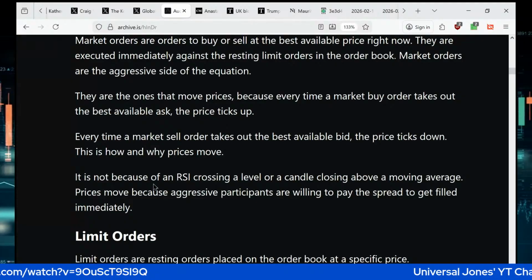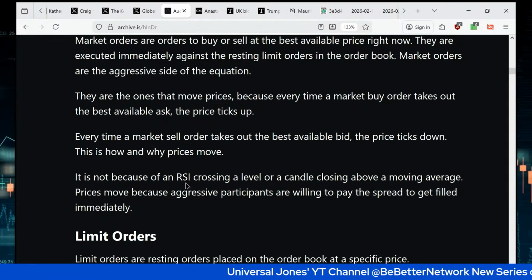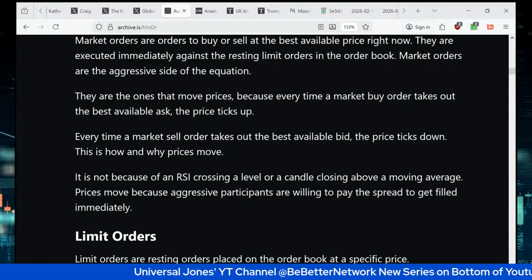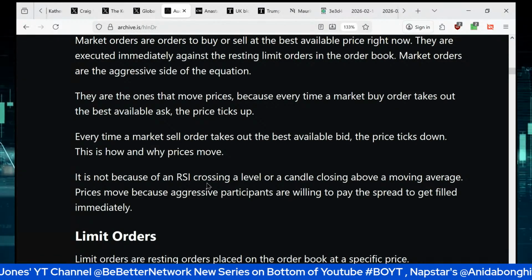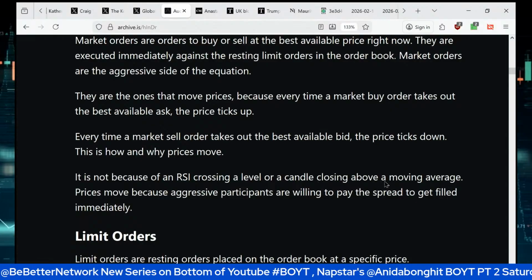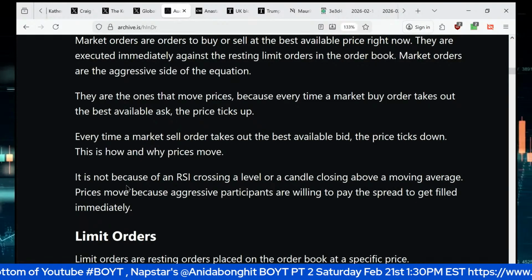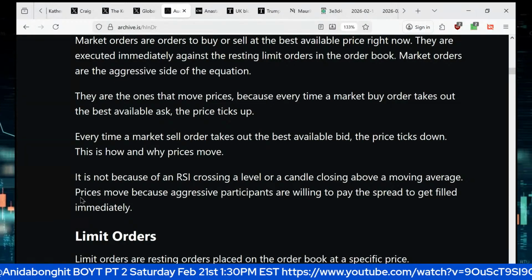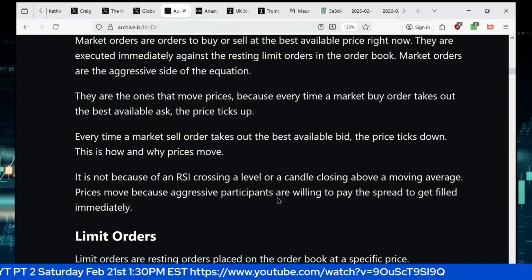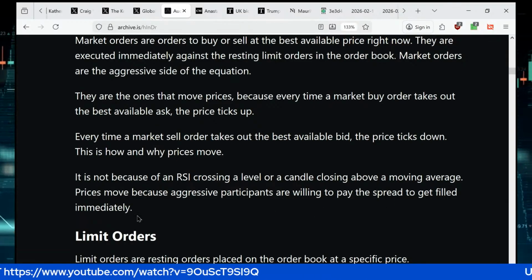It is not because of an RSI, you know, that's a technical indicator. A lot of people, that's like the first indicator you learn in technical analysis. Oh, you know, the RSI, relative strength index, crossing a level or a candle closing above a moving average. Oh, that's what I talk about, right? Oh, look at that candle bouncing off that 40 day moving average or something. Prices move because aggressive participants are willing to pay the spread to get filled immediately.